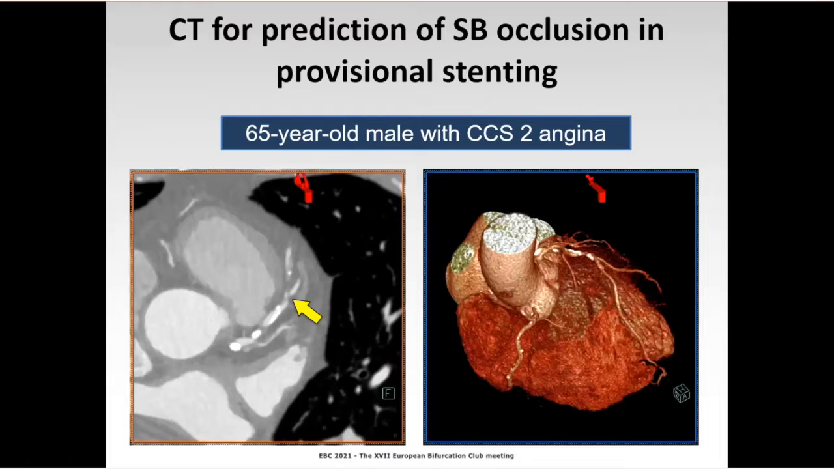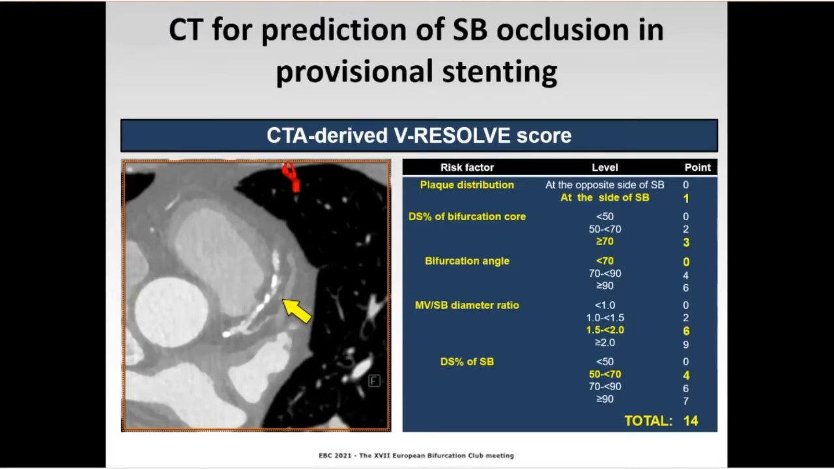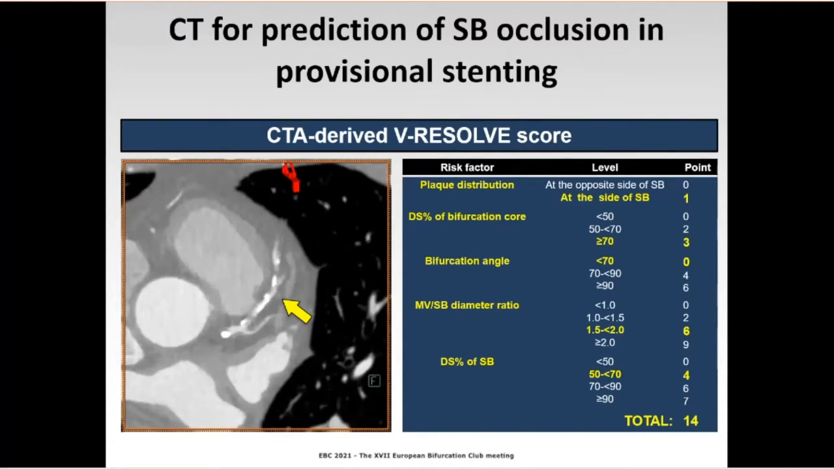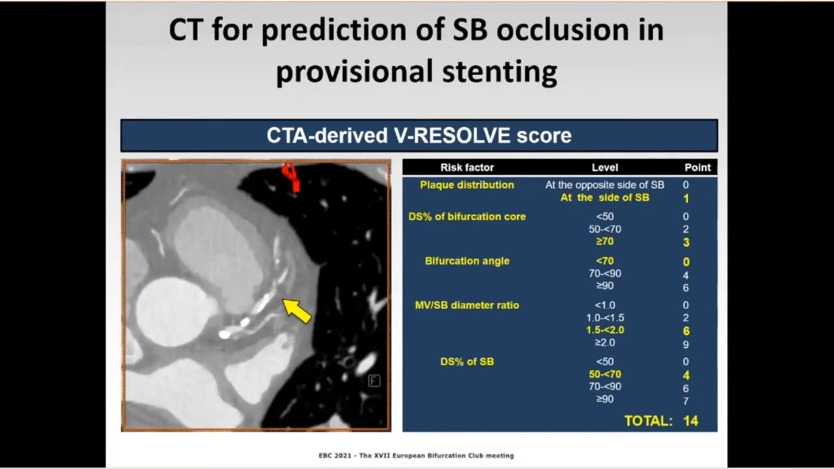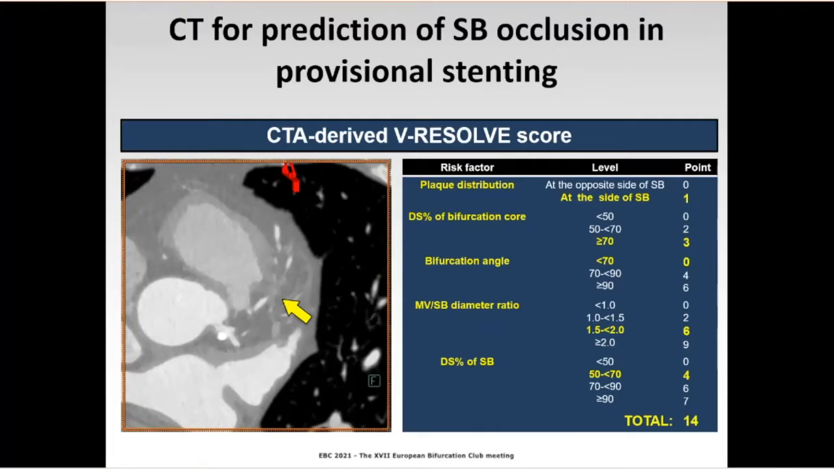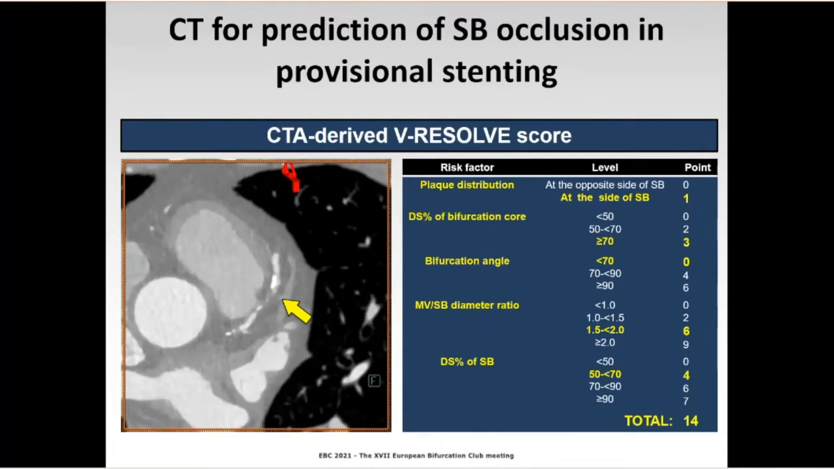And here you can see an example of an LAD diagonal branch bifurcation lesion in coronary CT that clearly displays plaque characteristics as well as the bifurcation angle. Importantly, the total CT-derived RESOLVE score was remarkably high, summing up the distribution of plaque at the site of the side branch, the stenosis of both the main vessel and the side branch, as well as the high main vessel to side branch diameter ratio.